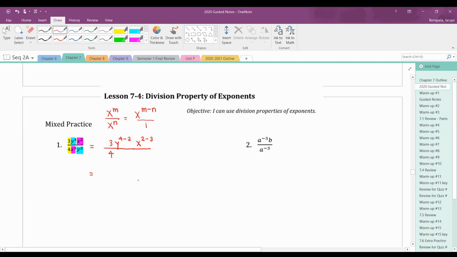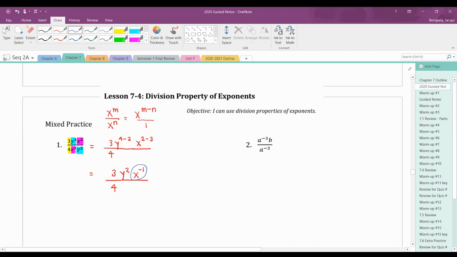All right, so I'm going to keep simplifying this. So I'll have a 3 on the top and a 4 on the bottom. That's not going to change. I have my y, and when I subtract my exponents, 4 minus 2 is 2. I'm going to keep my x, and then I'm going to subtract the exponents. Well, 2 minus 3 is negative 1. I don't see any more bases that are the same, so that means that I don't have to try to simplify that. The only thing that I notice is that the x has a negative exponent.